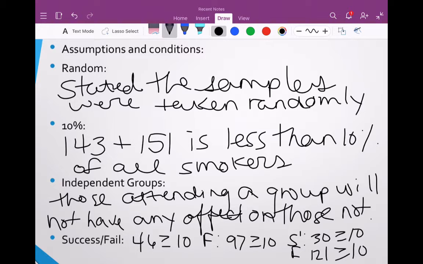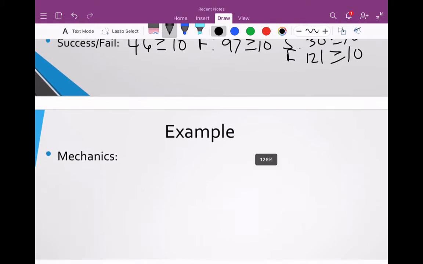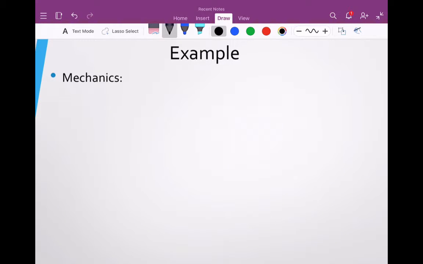So random, it was stated that the samples were taken randomly. The 10% condition, 143 plus 151 is less than 10% of all smokers. The independent groups, those attending a group will not have any effect on those not attending the group. And then the success-fail condition. Our first group, 46 successes, 97 failures, both greater than or equal to 10. Our second group, 30 successes, 121 failures, both greater than or equal to 10. After we have checked our assumptions and conditions, we can move on to the mechanics.